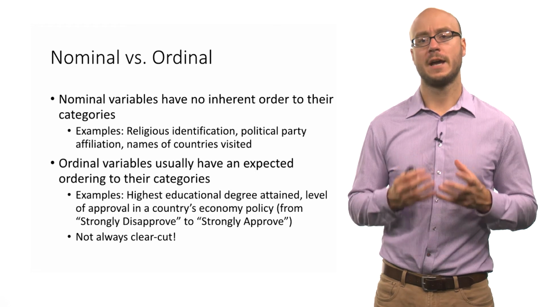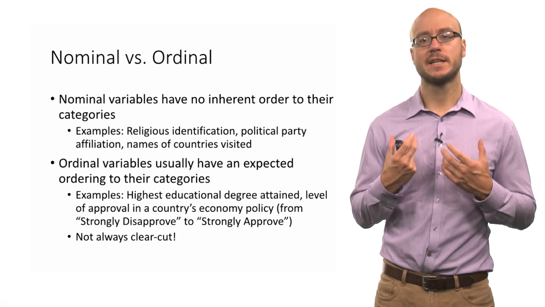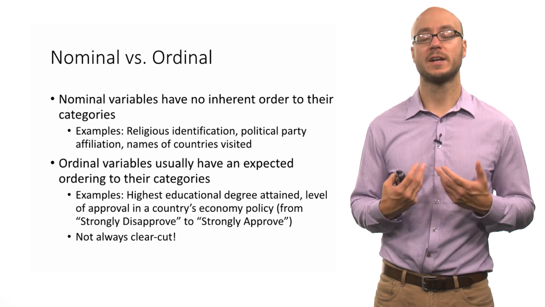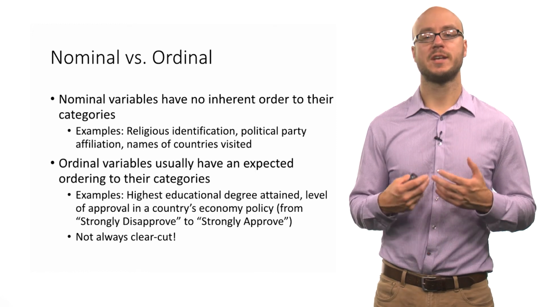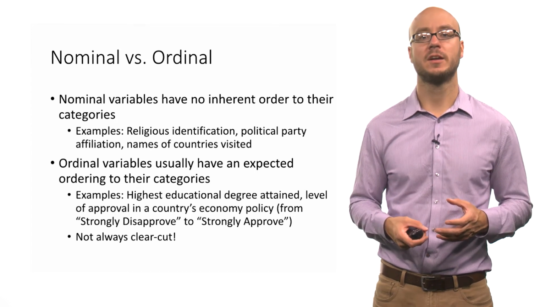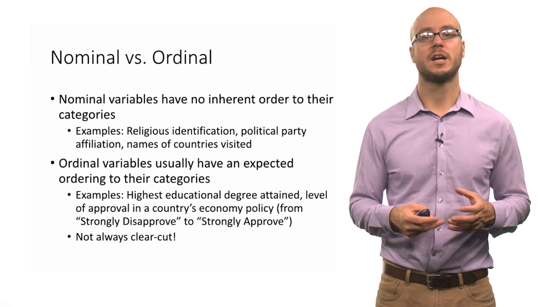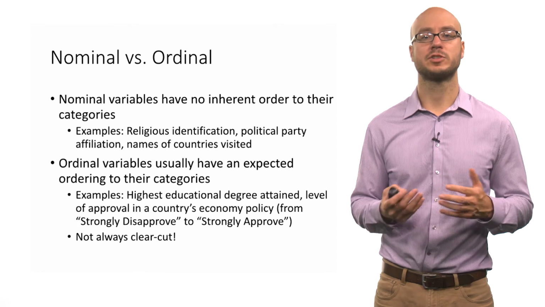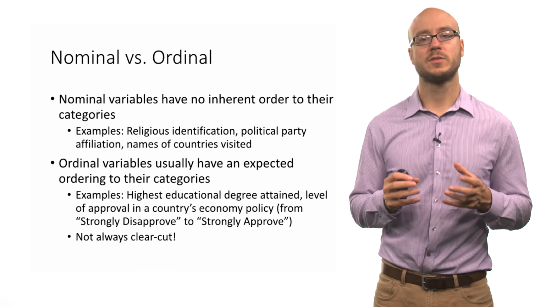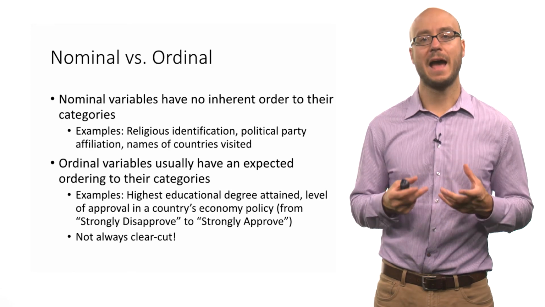For ordinal categorical variables, there is usually an expected ordering. It's sort of a natural or inherent ordering to the different categories or levels. So for example, you might talk about the highest educational degree a person has attained, or the level of approval in a country's economic policy, from strongly disapproved to strongly approved. Each of these ordinal variables has an ordering to it.